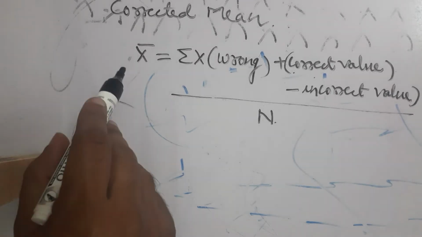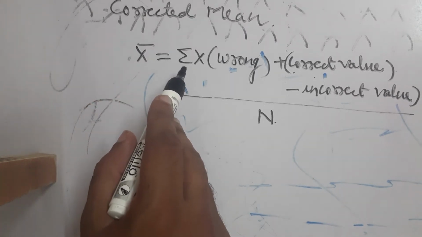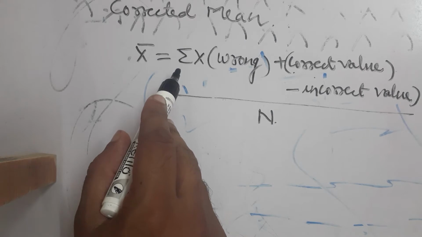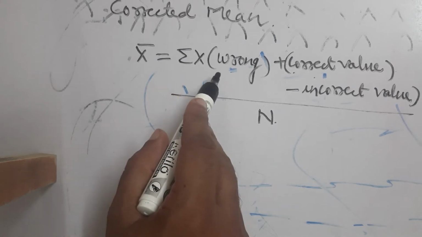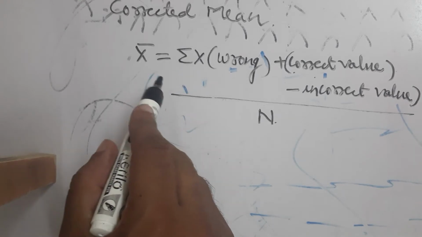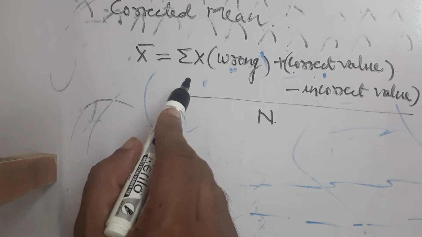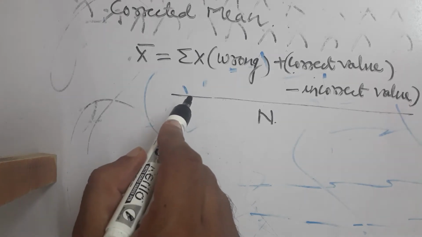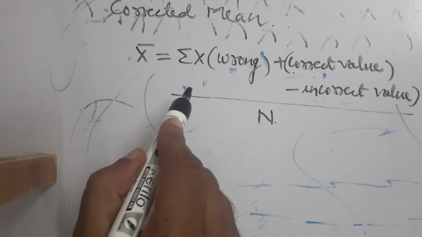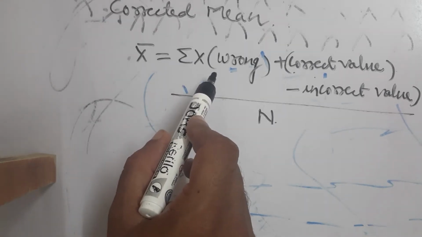What we do here, x bar is our mean, and summation x means the values which were given to us earlier, before the correction. That summation we will take. For example, the heights of 10 students: 178 centimeters, 174 centimeters, 160 centimeters, 140 centimeters. We will add all that and get the summation x, but that summation x will be wrong. So the wrong summation x we will take.